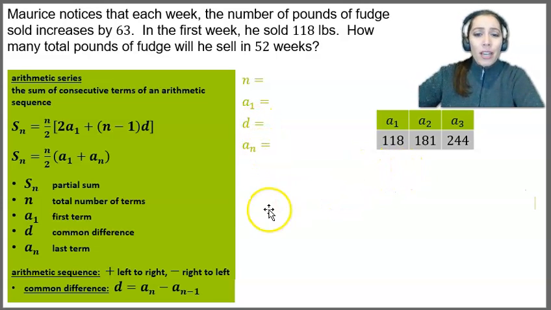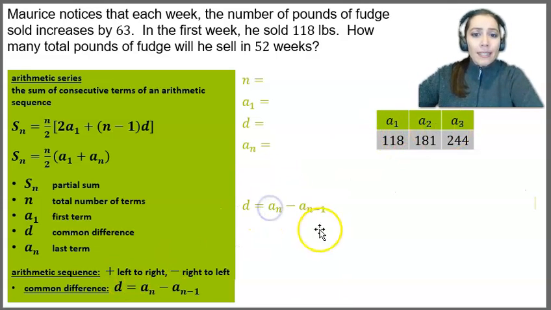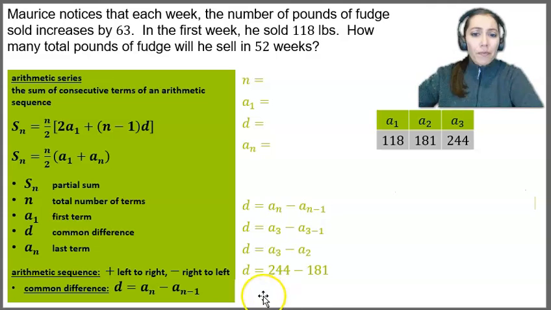Now, I know that if I was looking at this chart right here, I could use this common difference formula that says the common difference is equal to a sub n minus a sub n minus 1. And I could start here at my 3 and get a sub 3 minus a sub 3 minus 1, which reduces to a sub 2. Remember, the common difference is just taking one number and subtracting the previous term. And I can figure out that my common difference is 63. They already told us that that common difference was 63 because the amount of fudge that is sold each week increases by 63 pounds. So I know that my common difference is 63.